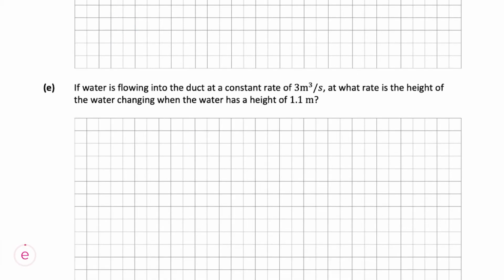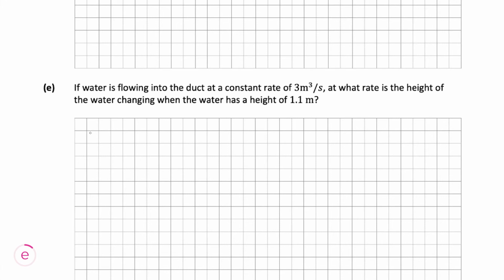Okay, and then part E says, if the water is flowing into the duct at a constant rate of 3 meters cubed per second, at what rate is the height of the water changing when the water has a height of 1.1 meters? Okay, so first we're going to identify what we're looking for.